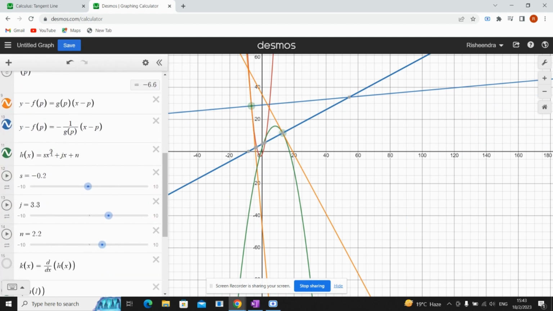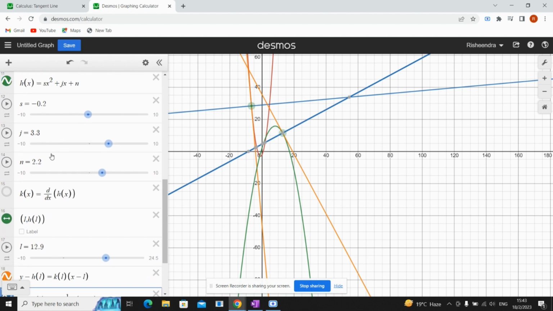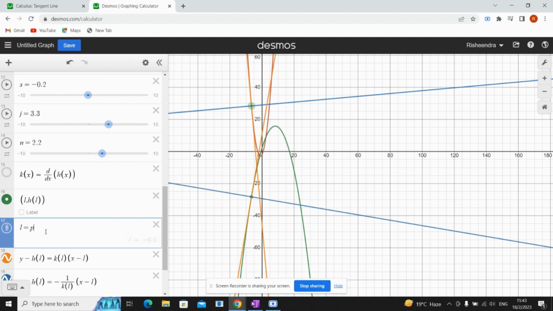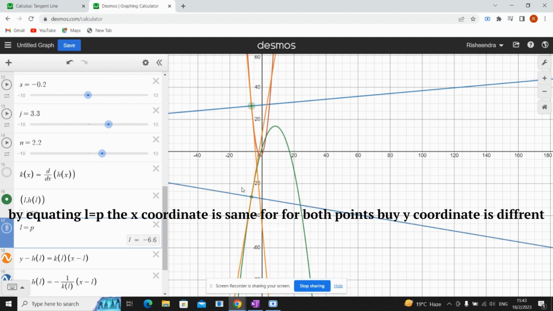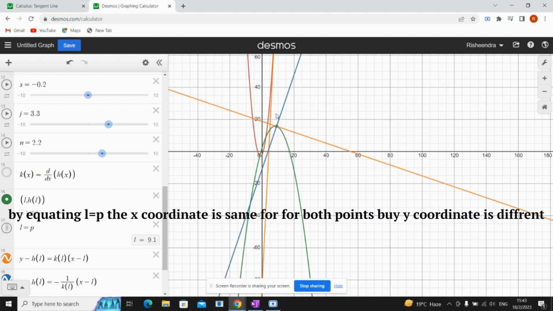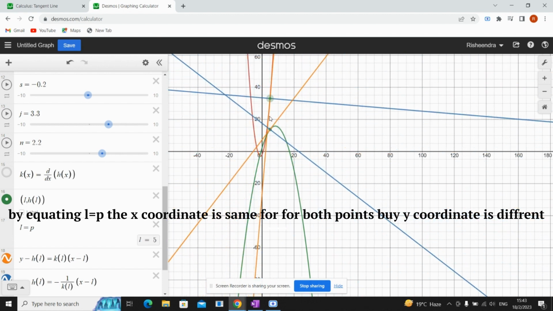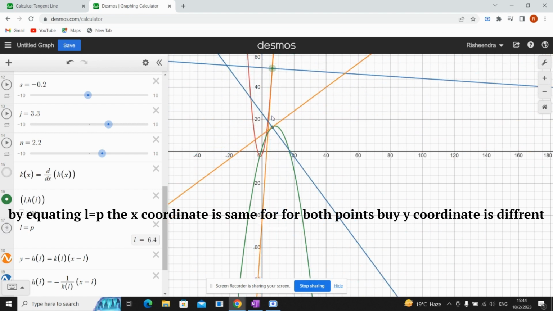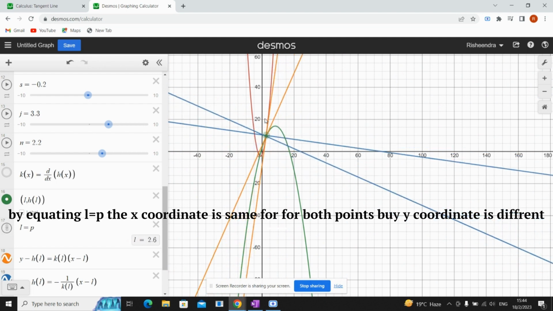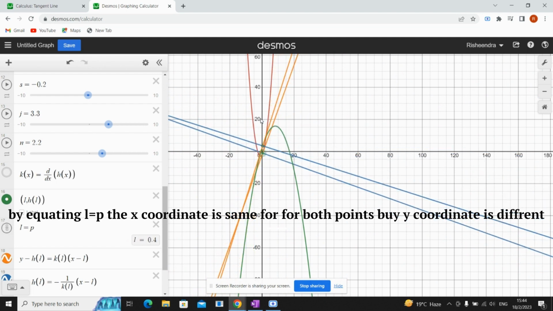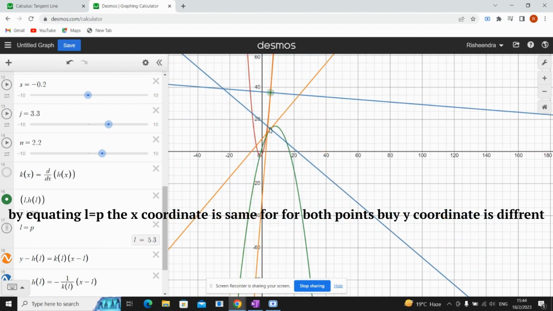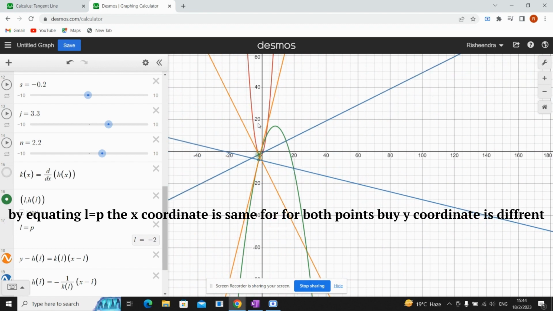So instead of taking L as the other point, I'm taking it as P. So let's equate L equals P. Look here. See, by moving only one point, I can get both of these points. See how beautiful this is. By just moving one point, I get these two lines. Okay, this looks so beautiful, right? We can change it and play with these graphs.